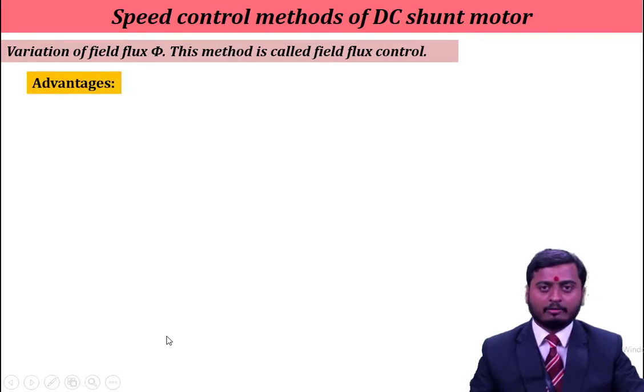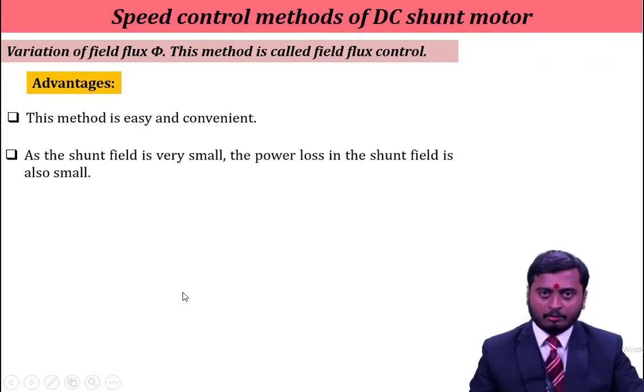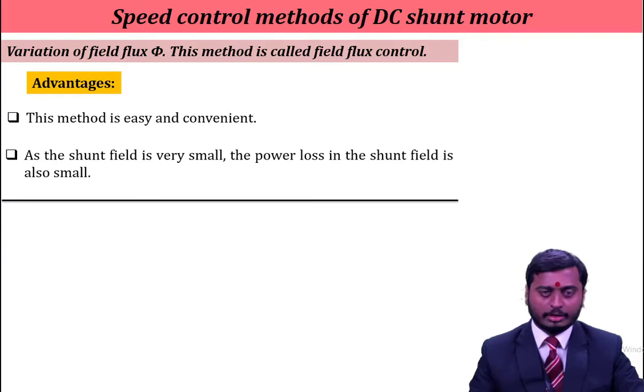Now let's discuss the advantages associated with this method. Obviously this method is easy and convenient. Now here the shunt field winding current is very small, and therefore the power losses associated with this shunt field winding are also less.